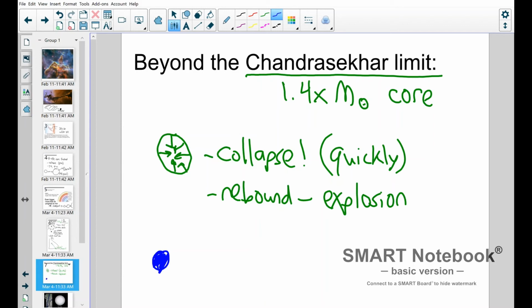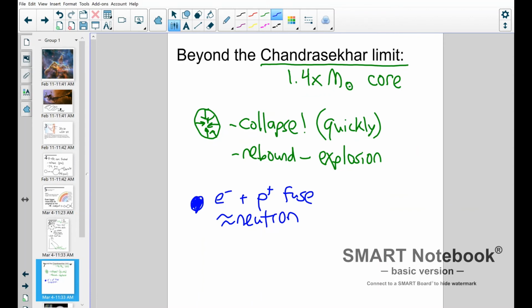And because these electrons have been forced inwards, what we end up getting is electrons and protons fusing together. Not in the same sense as nuclear fusion, but in a sense of being squished together until they become something. So it forms something essentially like a neutron, more or less. And so these remnant cores after a supernova are what neutron stars are.